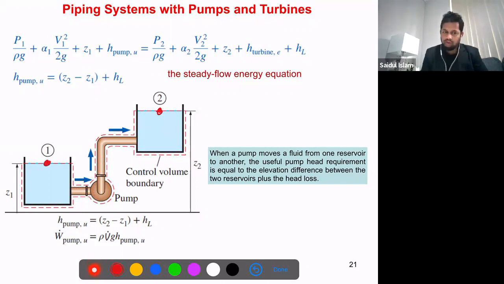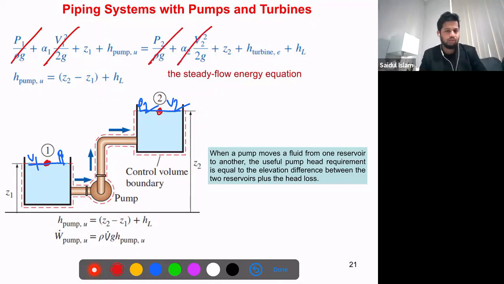All of you know we can say the velocity is V1, V2, and the pressure is P1, P2. It is the air-water interface at both points. We can say this is the atmospheric pressure or the gas pressure. So can we say the pressure and velocity at this point and this point are the same? We can, and we can cancel out these terms. Is that correct?